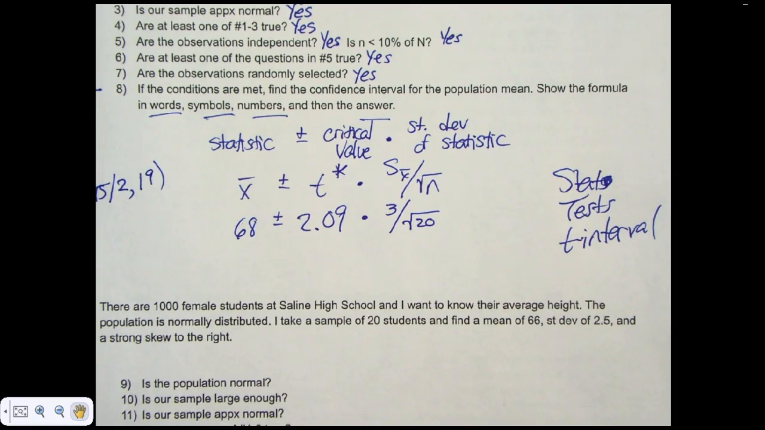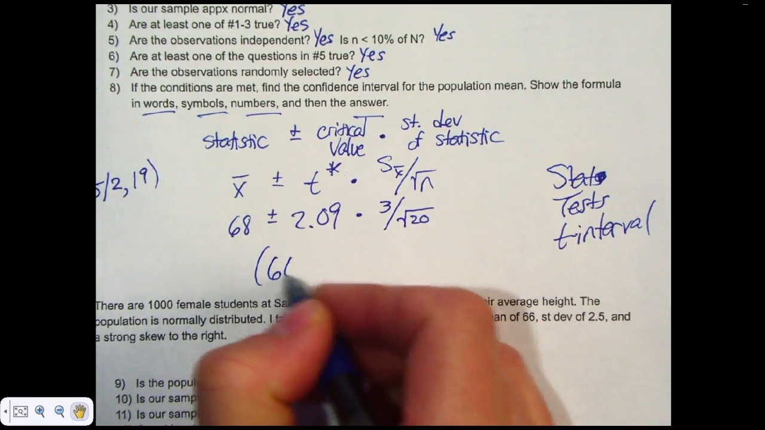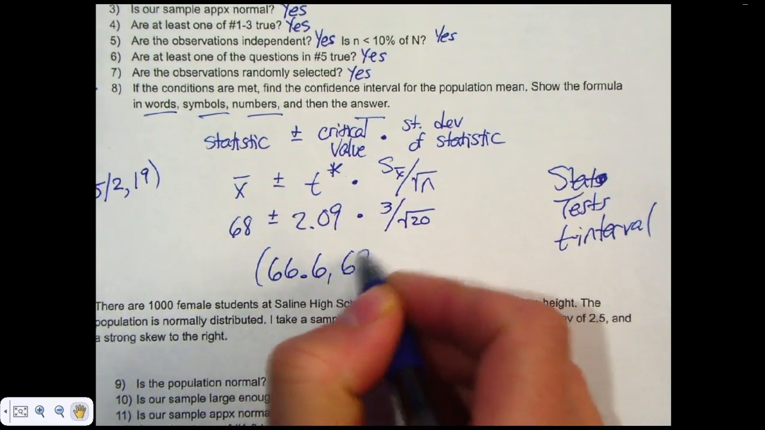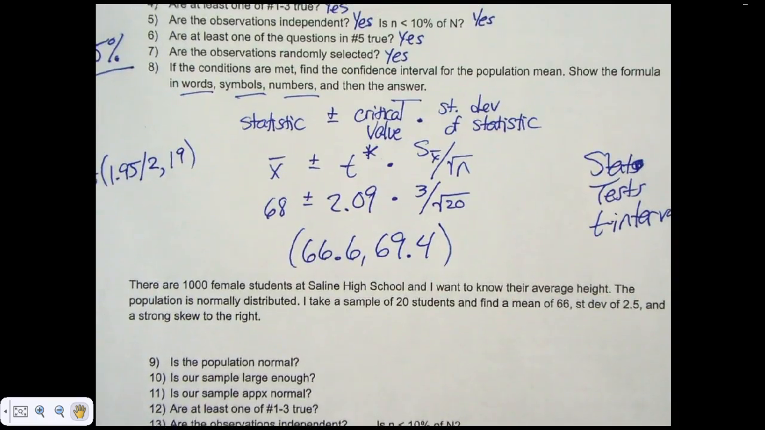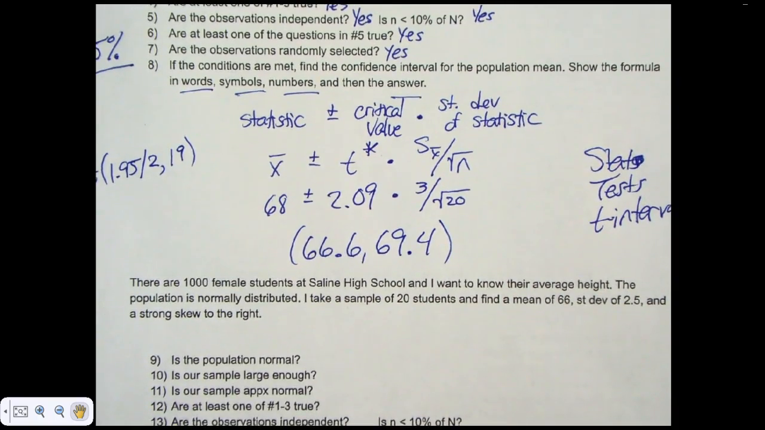Everybody gets 66.6 and 69.4. What questions are we missing? I went to stats, tests, T interval. And then now you have a choice: data or stats. You don't have the data. You don't have a list of all the numbers, so you use stats.